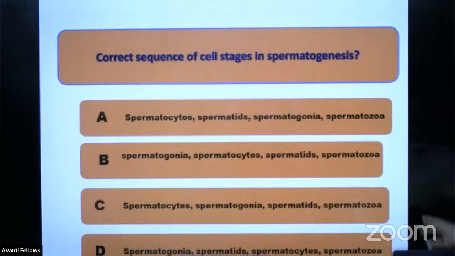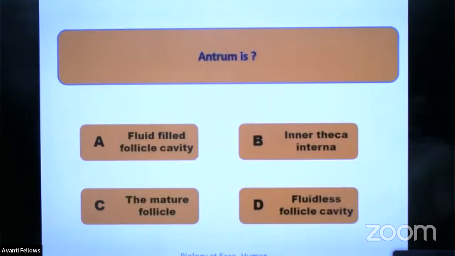Then we will move to the next question, number 19. What is antrum? The correct option: antrum is where the egg is getting developed, and it is a fluid filled follicle cavity. So the correct option for question 19 is option A. It is a fluid filled follicle cavity. Right. So option A is the correct answer.